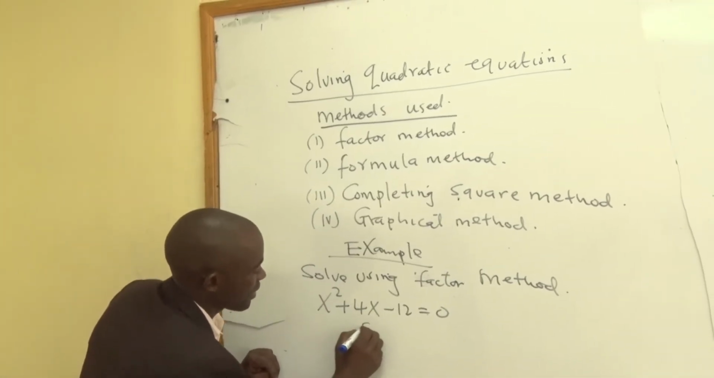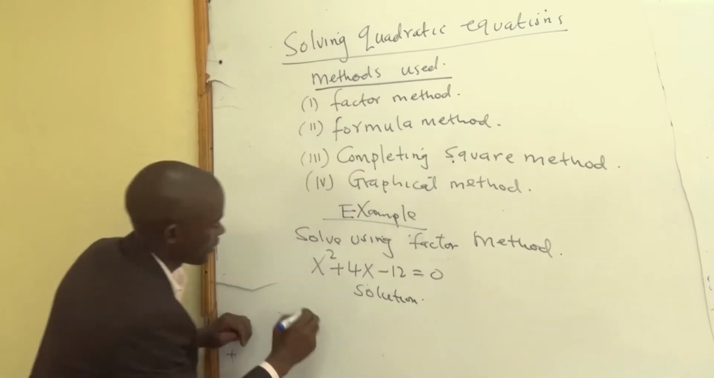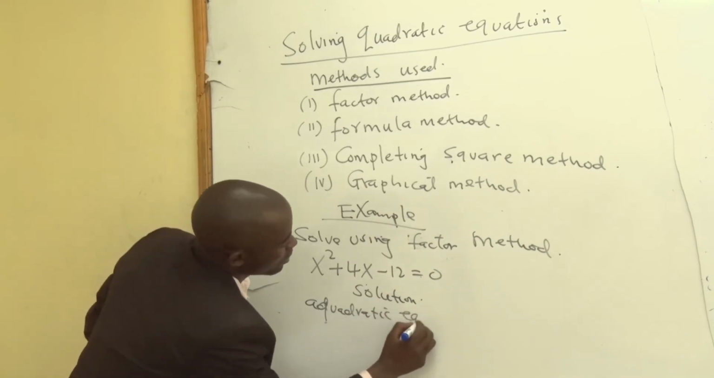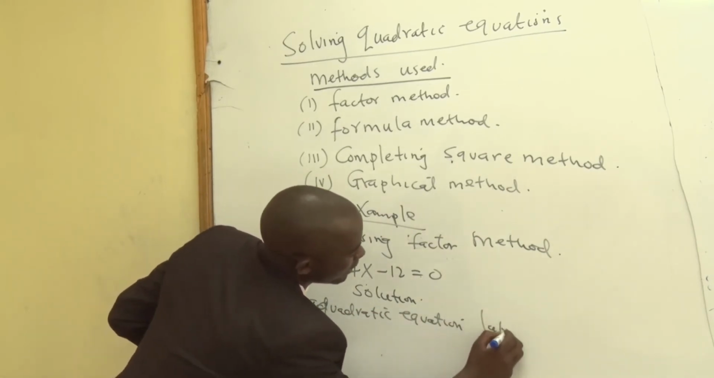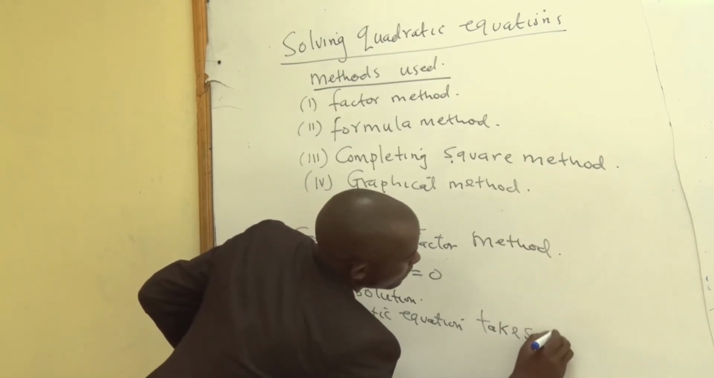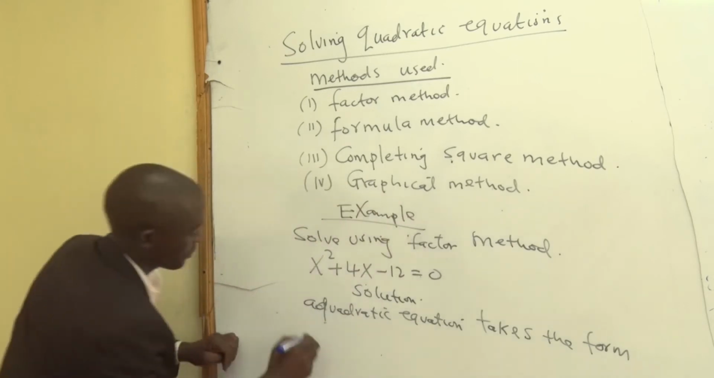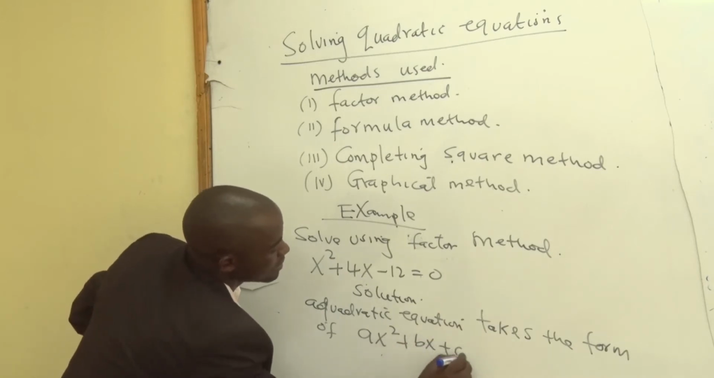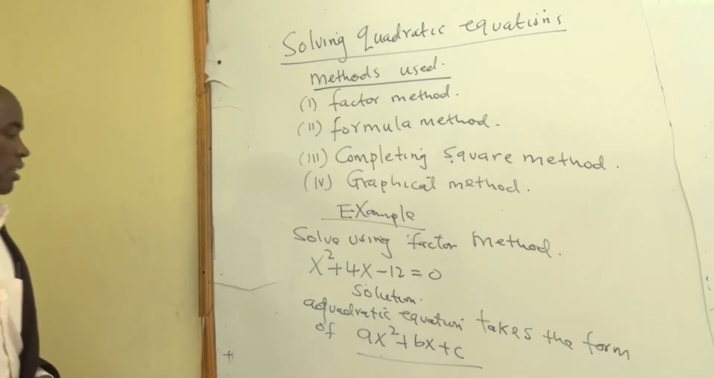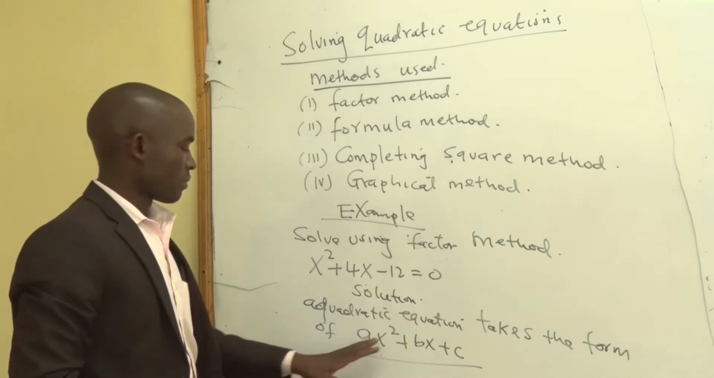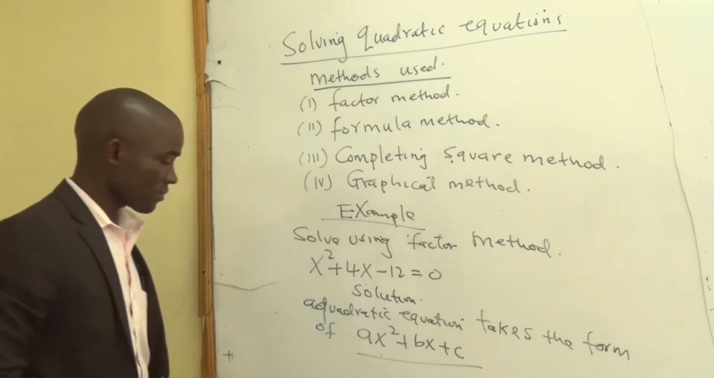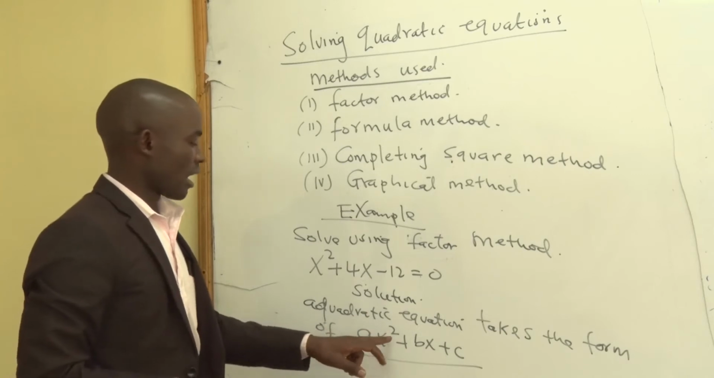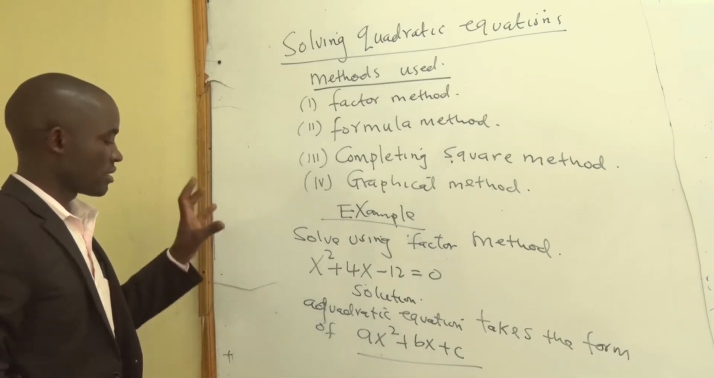The first step: a quadratic equation takes the form of ax squared plus bx plus c. This is the general form of a quadratic equation. Because x squared is the highest power, that is why we are calling it a quadratic equation, meaning the highest power is power 2.